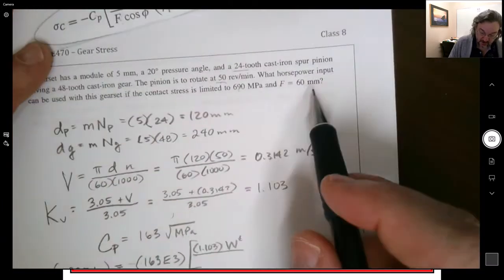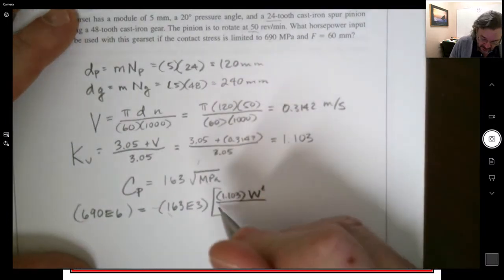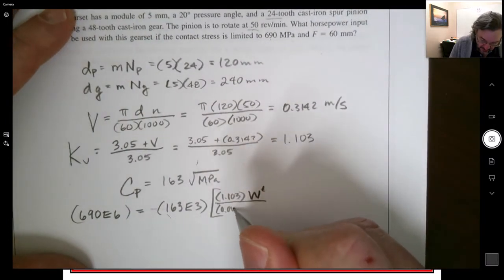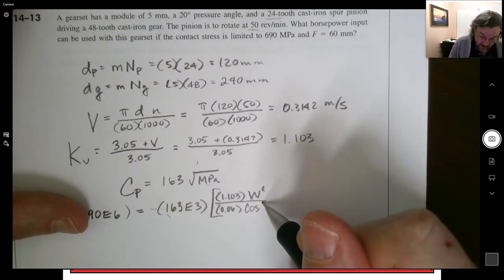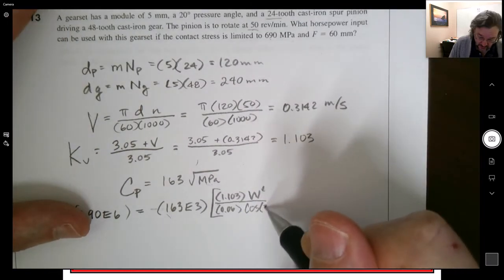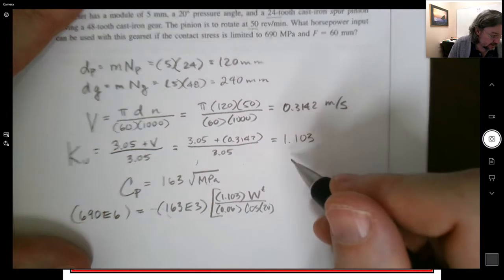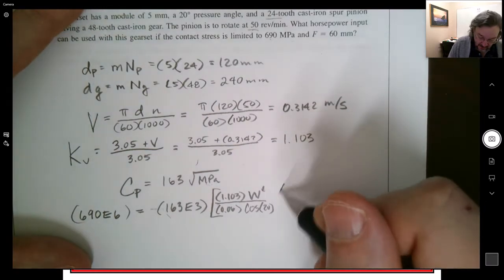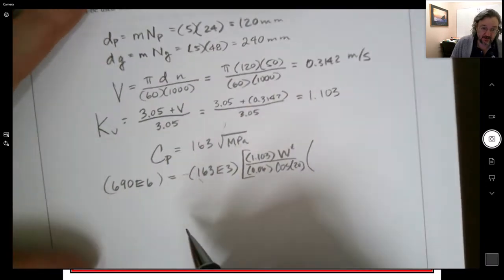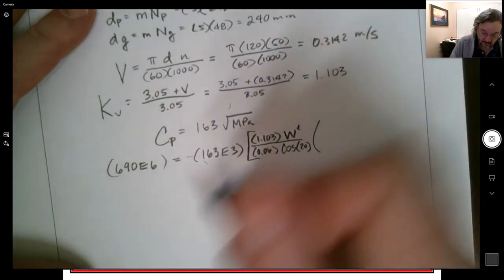Face width is 60 millimeters, so let me put these in. This is meters, 0.06. Cosine, they said a 20-degree pressure angle, so 20. And then, I think I didn't do this yet. I need to do this over to the side, maybe. I did it up here.